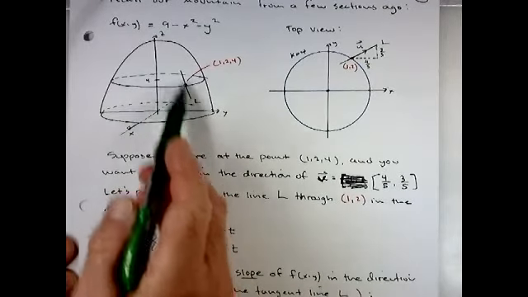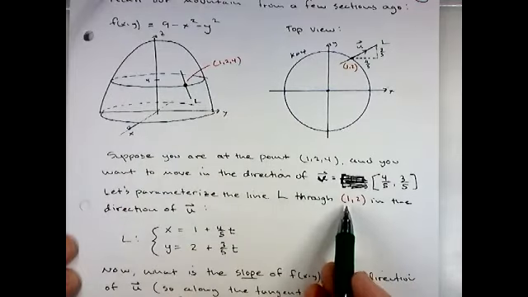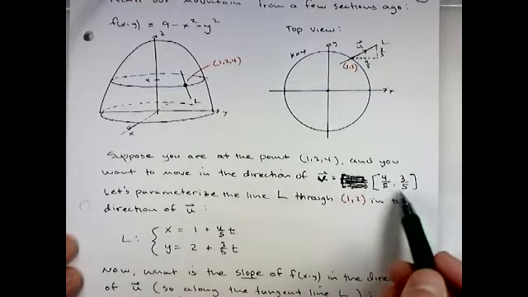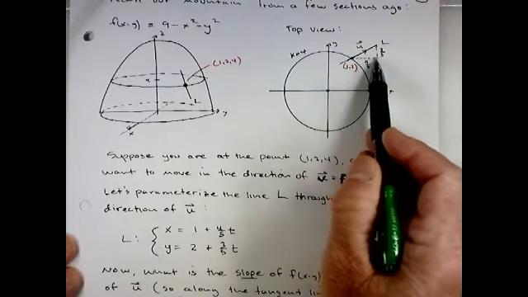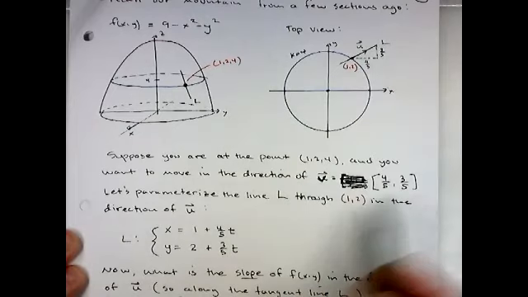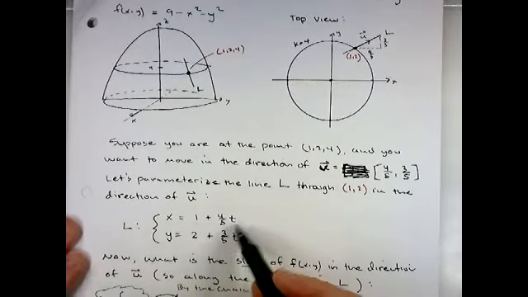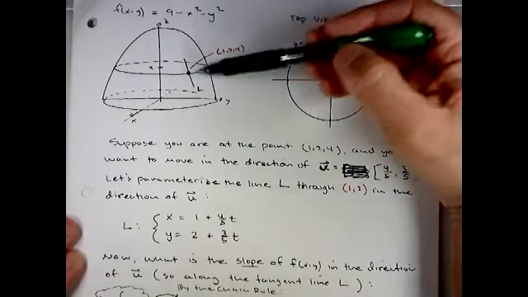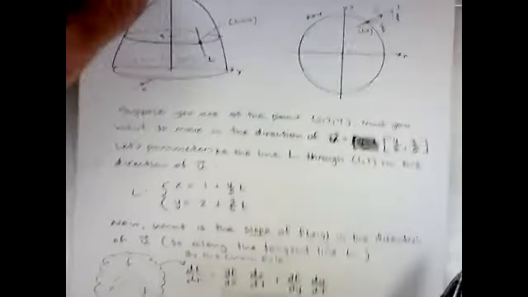If we wrote the equation of a line right here, if we parameterize this line, we know it's passing through (1, 2), and we know it's moving in the direction of u. And so we know in the x direction, it's going to gain 4/5, and in the y direction, it's going to gain 3/5. So my line is going to have this parameterization: x is 1 plus 4/5 t, y is 2 plus 3/5 t. Okay, now what we want is the slope of the function in the direction of this line, in the direction of this tangent line.